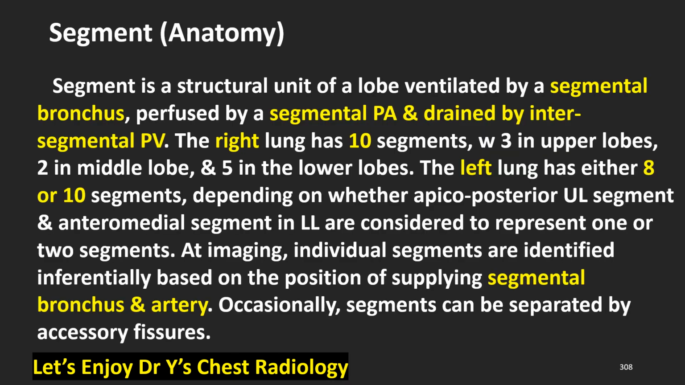Segment anatomy. Segment is the structural unit of a lobe ventilated by a segmental bronchus, perfused by a segmental pulmonary artery, and drained by an intersegmental pulmonary vein. The right lung has 10 segments, with 3 in upper lobe, 2 in middle lobe, and 5 in the lower lobe. The left lung has either 8 or 10 segments, depending on whether apical posterior upper lobe segment and anteromedial segment in left lower lobe are considered to represent 1 or 2 segments.